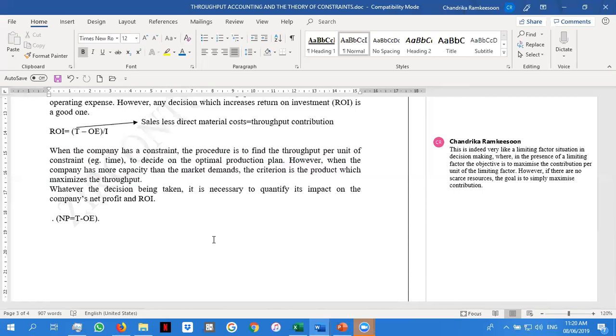Throughput contribution is total sales less total material cost, or selling price per unit less material cost per unit multiplied by the total units sold. And then when operating expenses are deducted, that's profit. And operating expenses are all the expenses incurred in converting the investment in materials and so forth into a saleable manner, for it to go into the unit, for it to be sold.